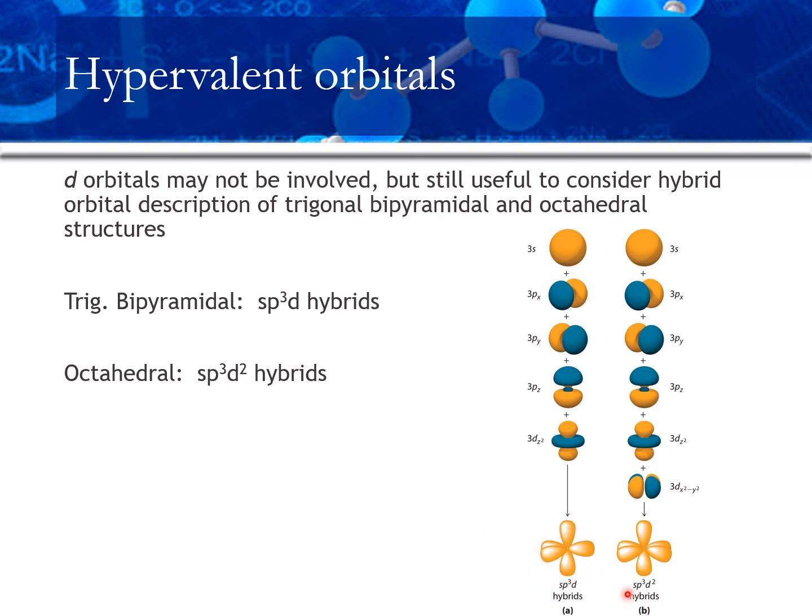And for sp3d2 hybrids, the octahedral shape, we mix two d orbitals, the one pointing directly up and down, and the dx squared minus y squared, which points directly along the x and y axes. And once again, that gives us a good heuristic description of how it is we end up with the shape in octahedral orbitals.